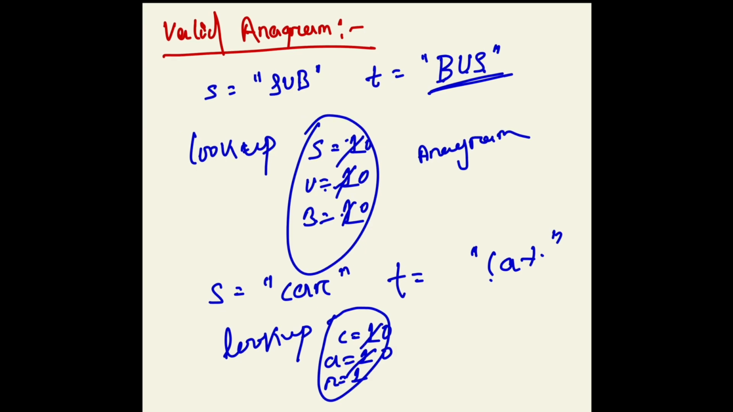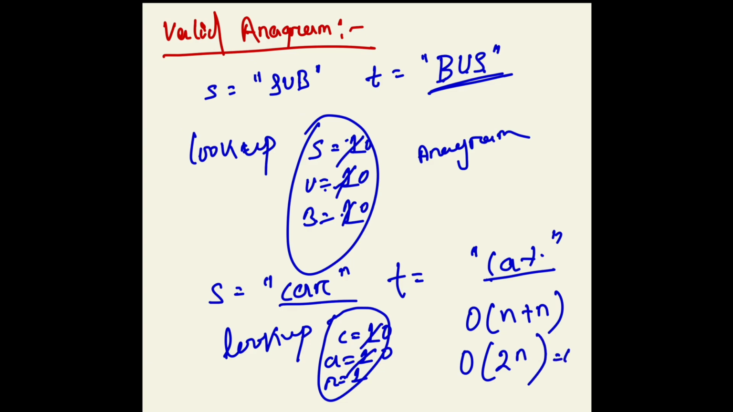So the time complexity will be: we'll run a loop here, we'll run a loop here, so it will be O of n plus n, which is almost 2n. So it will be O of n only, constants will not count. And for the space complexity, we are taking a map, so the space complexity will also be O of n.